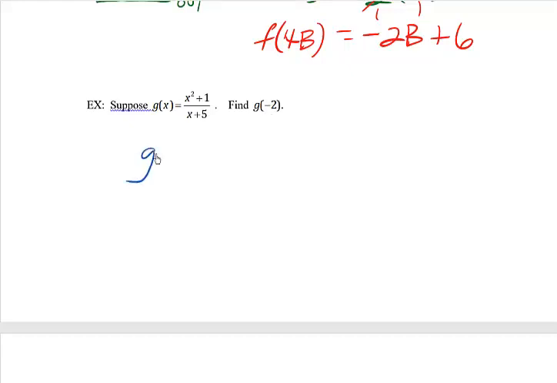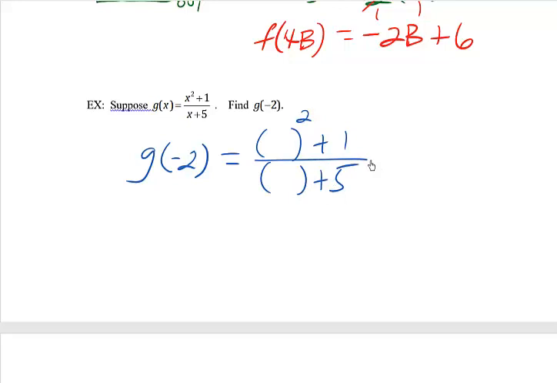If negative 2 is my input, if that's what's replacing the x on the left, that is the number that needs to replace all of the input slots on the right. Notice there's more than one. And again, I think actually creating for yourself the slots is a very good idea, especially when there's negatives and exponents. You'll save yourself a lot of mistakes if you do that. Okay, I've got my slots all set, and then in the slots I'm going to fill in my negative 2.